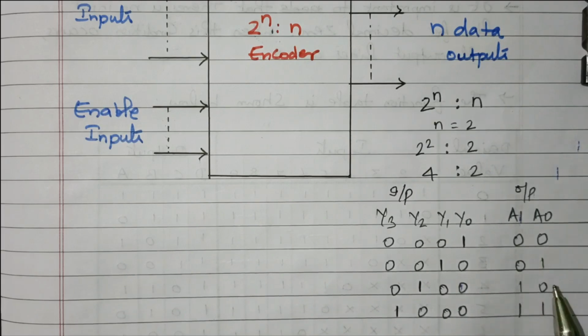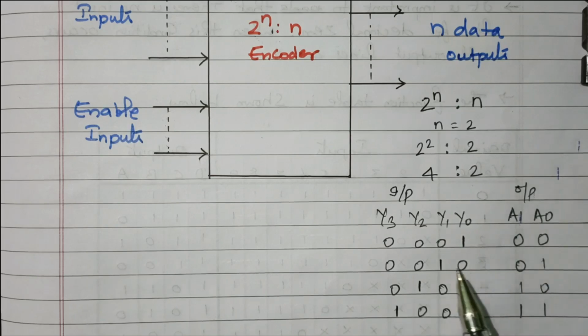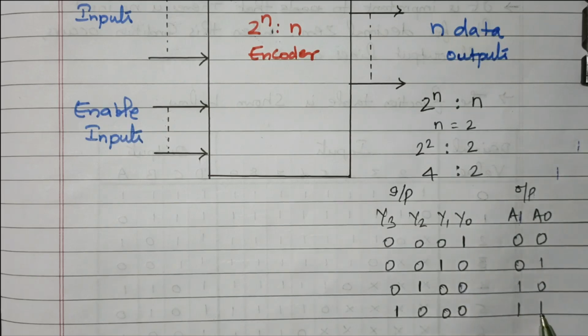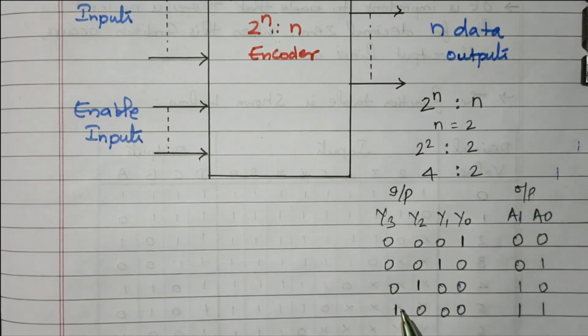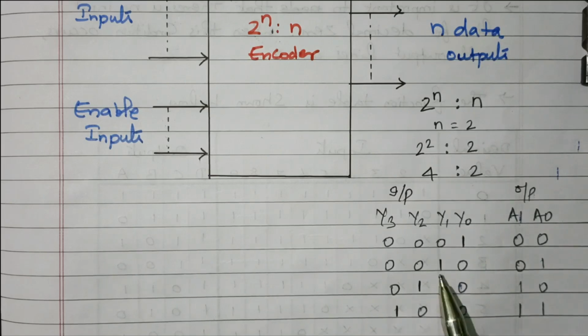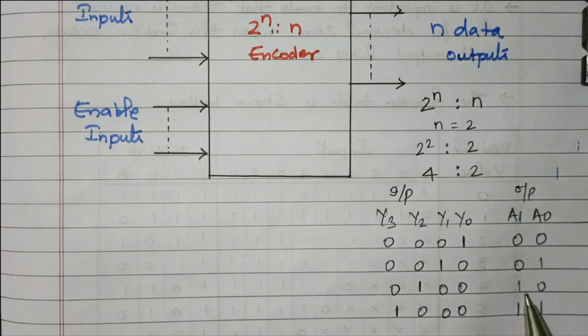For a0, the 1s are in the second and fourth positions. What are the corresponding inputs here? y1 and y3. So we need to add y1 and y3, y1 plus y3. So we need one more OR gate. By connecting y1 and y3, we'll get the output a0. So the logical expressions are a1 equals y2 plus y3 and a0 equals y1 plus y3. These can be implemented with OR gates, so that we'll get the required 2 digit output.